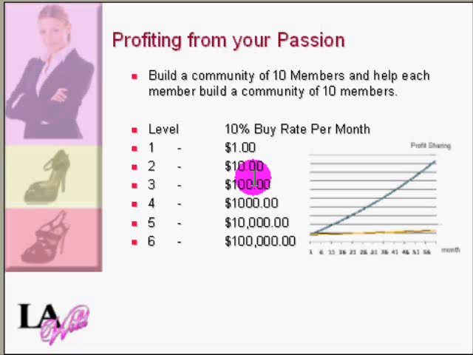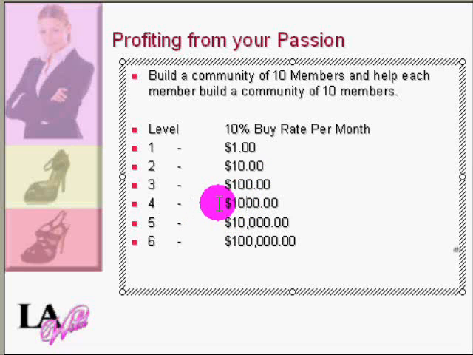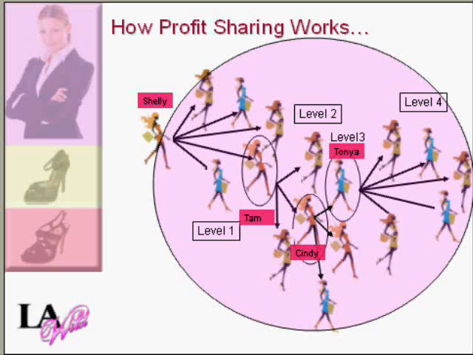Level 4 starts to get real interesting because all of a sudden you can pay for your studio apartment in Los Angeles, that's $1,000 a month, off of LaWild.com profit sharing. Again, level 4 assumes, we're making a couple assumptions here, that Shelly has 10 members. Each one of her members recruits 10 people, and each one of her people recruit 10 people. And she has a number of people now in her social shopping community.